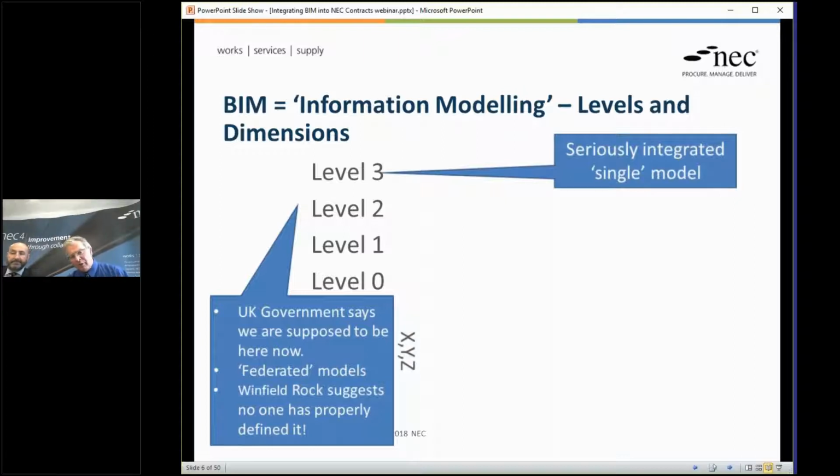As well as levels, we've also got what's become known as the dimensions of BIM. So 3 dimensions, X, Y, Z, for what you're putting into this.